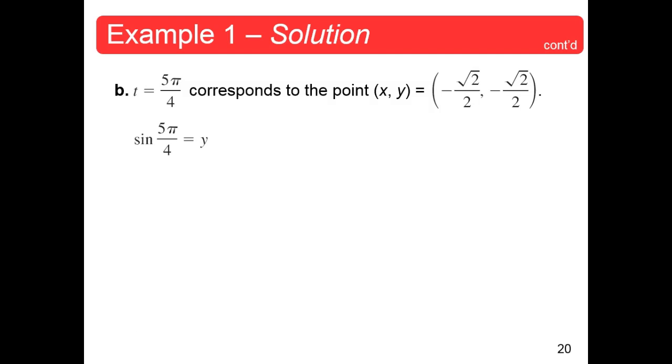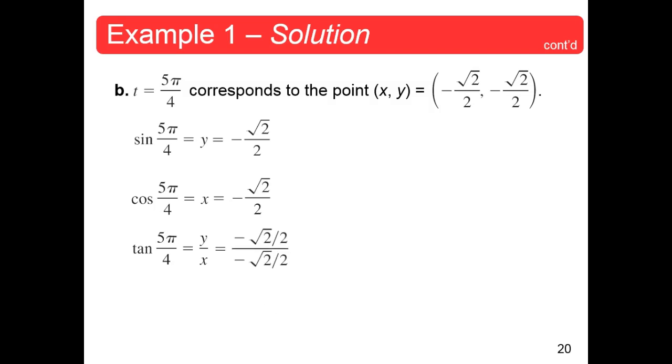So your sine is your y value, which is negative root 2 over 2. The cosine is the x value, that's negative root 2 over 2. Your tangent is the ratio of y to x, which is negative over negative, positive, and the same number over the same number is 1. So it's negative root 2 over 2 over negative root 2 over 2, which is 1.